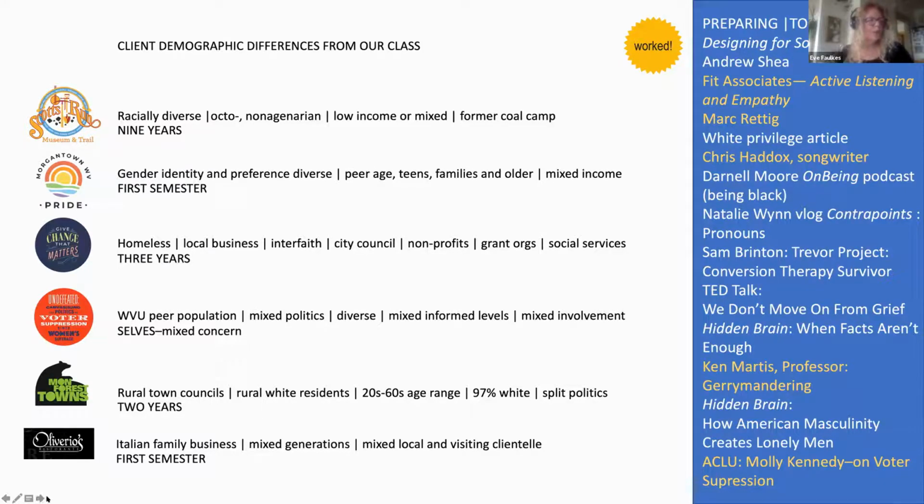This blue bar at the right is just a list of primary sources, which were live people, and readings, blogs, podcasts, articles, and TED Talks that would prepare us for a demographic, topic, or give us a lens to see or listen.